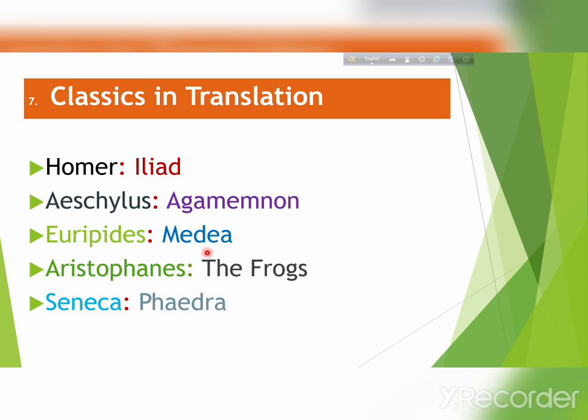also a tragedy by Euripides. Next one is The Frogs, a comedy written by Greek playwright Aristophanes. Last one is Phaedra, a Roman tragedy with a Greek subject written by Seneca.